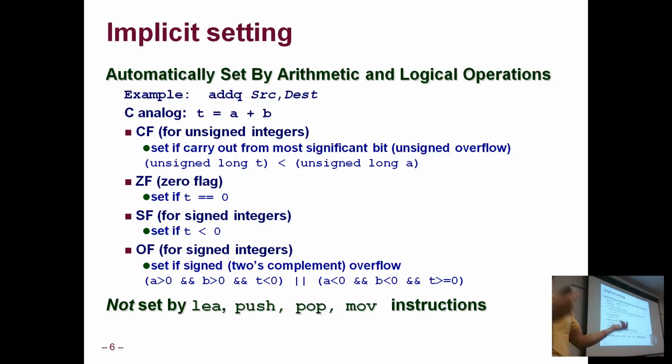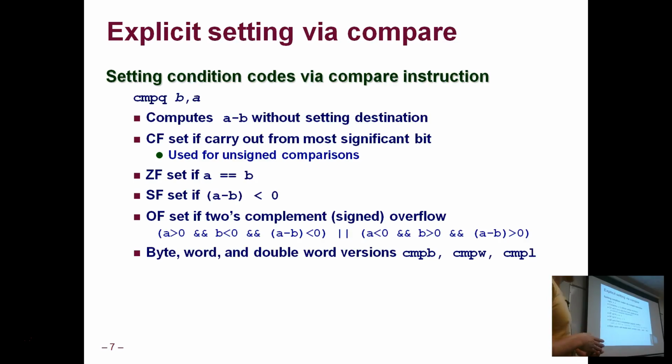For you to be able to detect these overflow conditions, and then to use those as part of the conditional branching. Okay. More often than not, you will explicitly set these condition codes using a compare instruction. So when you see an if statement or a while statement and you see the thing in parentheses, typically that thing in parentheses is being evaluated using either a compare instruction or a test instruction.